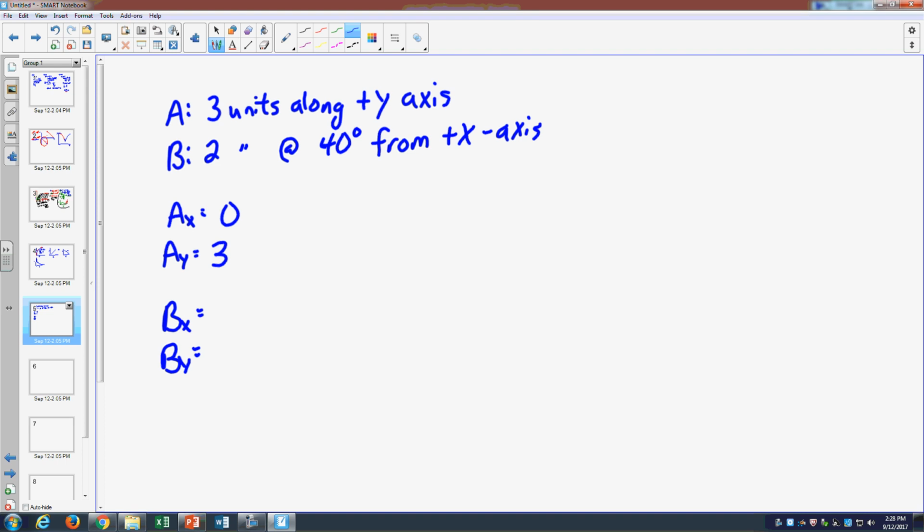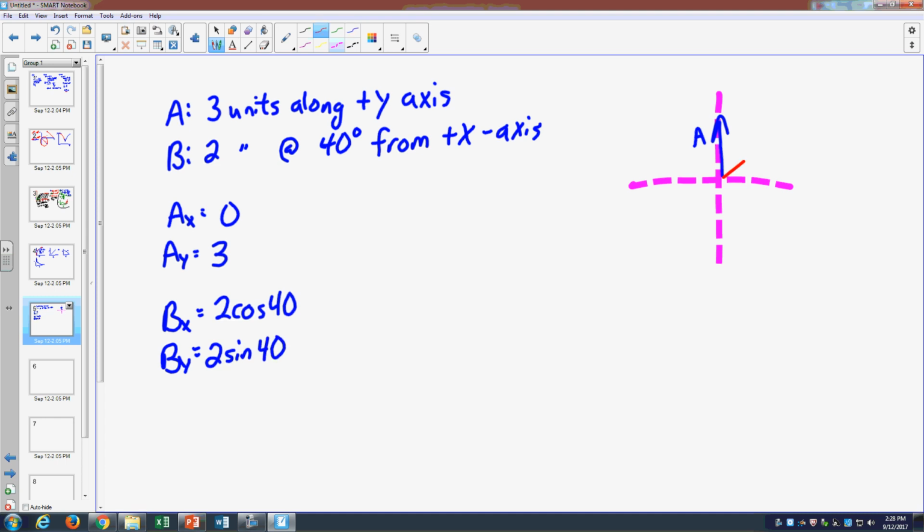How do I know that? Well, think about our vector. A is 3 units along the y-axis, so it has no x component. BX is 2 cosine 40. BY is 2 sine 40. Now be careful, because in this case I gave you B in this direction. But if B was, for example, over here, if it was 40 degrees from the negative x-axis, what would be BX? Would it be positive or negative?